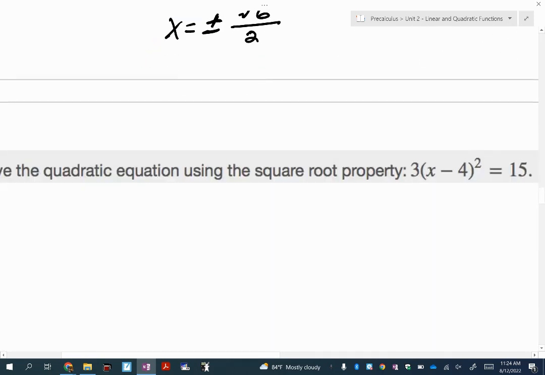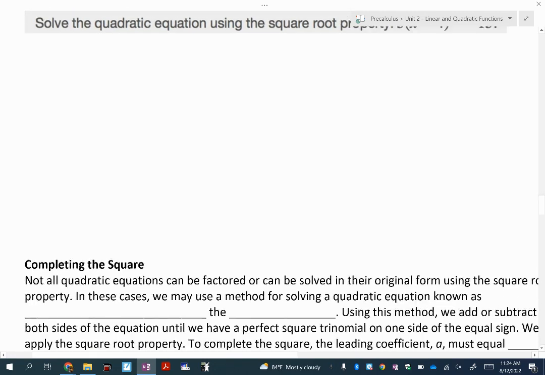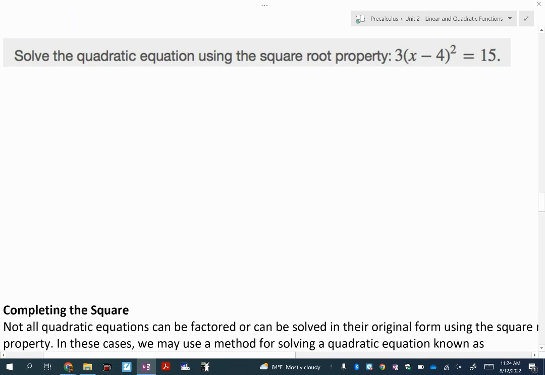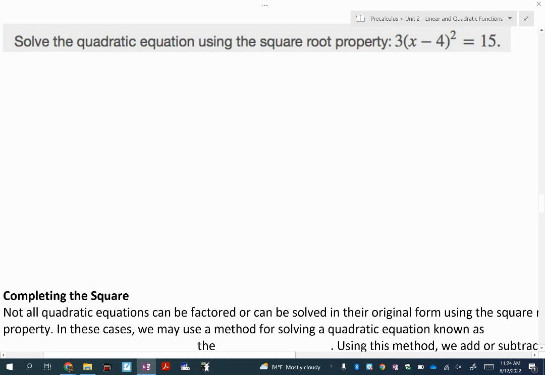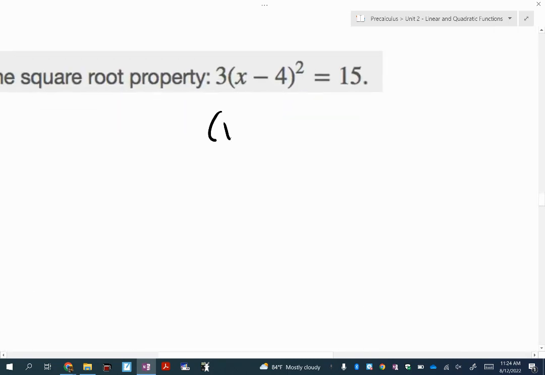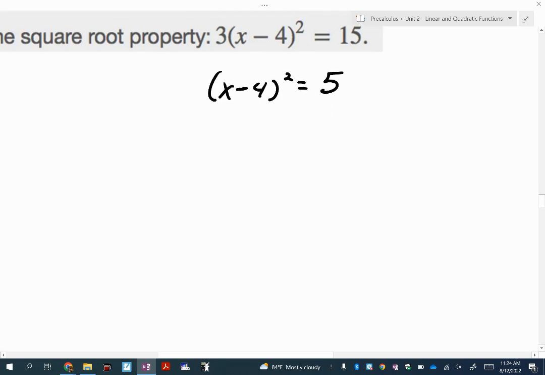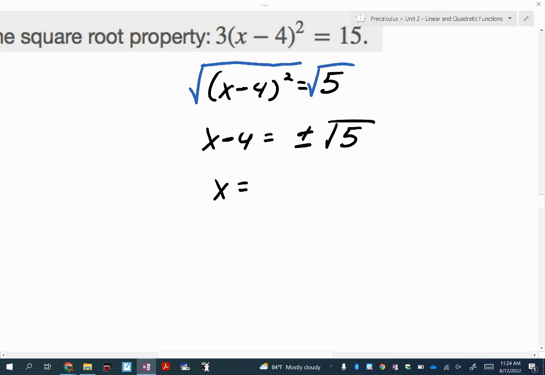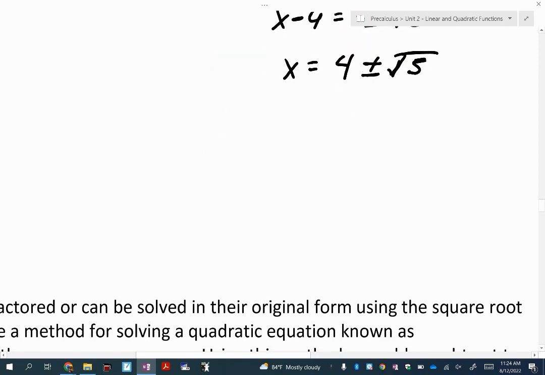All right, now let's do one more, and then we'll get into the next main method, which is completing the square. So this one, let's get that 3 over to the other side. 15 divided by 3 is 5. I'm going to take the square root of both sides now that I have just whatever is being squared on one side. So I have x minus 4 equals plus or minus the square root of 5. Not done yet. Let's move that minus 4 over with addition to get 4 plus or minus the square root of 5. All right? Okay.